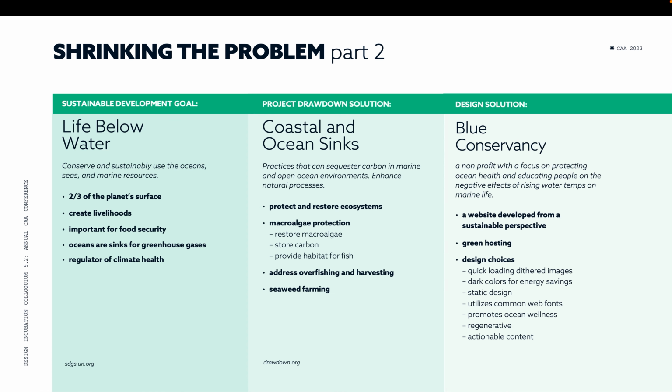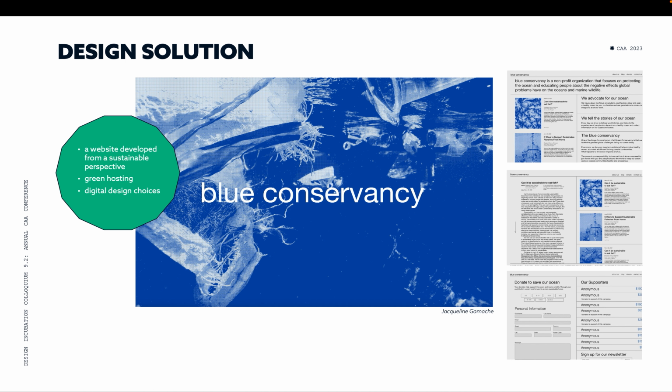Many students could shrink ideas to the community level, while others design broader solutions. This diagram highlights the process for a student project called Blue Conservancy, a nonprofit that advocates for sustainable fishing practices and healthy oceans and marine life. The final solution is a website designed with sustainable web design ideas such as energy-saving dithered images, a dark color palette, and web-friendly fonts. Other students address issues such as food waste, women's rights, and equitable access to period products.